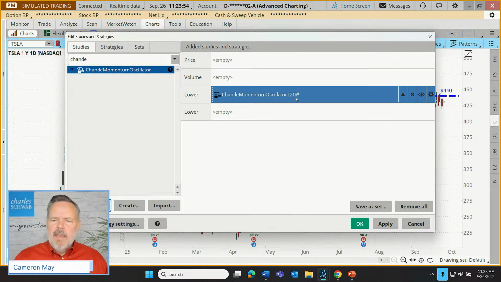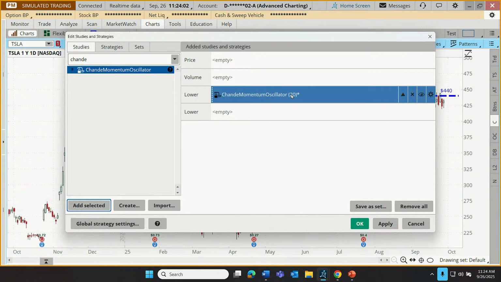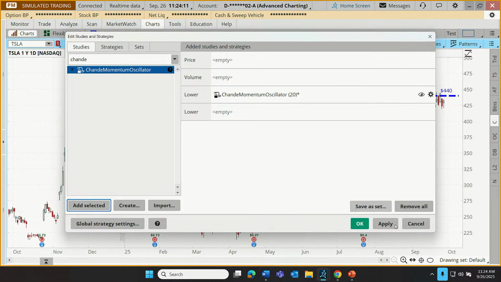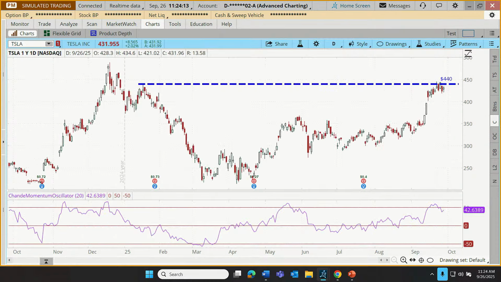You'll notice the number 20 there. For you technicians in the audience who pay close attention to their technical indicators, what do you think that 20 means as we learn how this is built before we learn how it's used? Yeah, 20 means that we're going to be using a daily chart. It's going to use 20 days of data to calculate the indicator. I'm going to click apply and click OK.